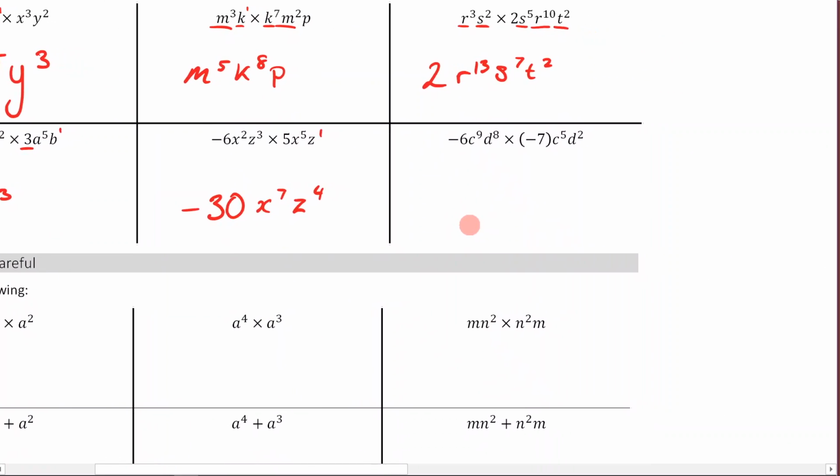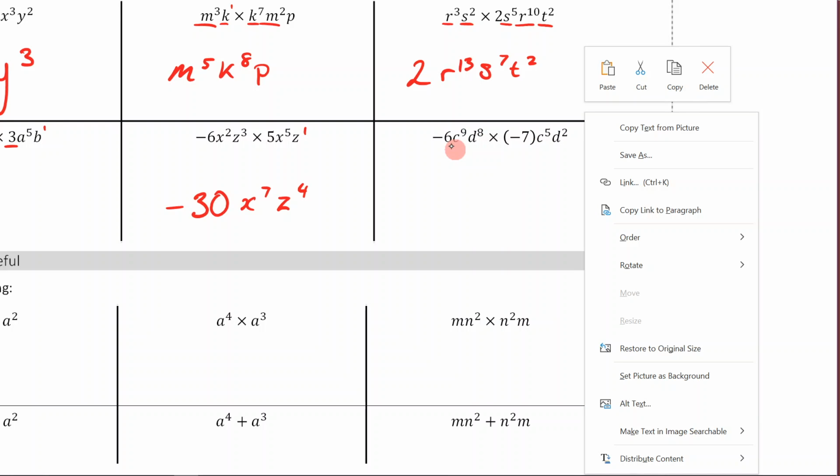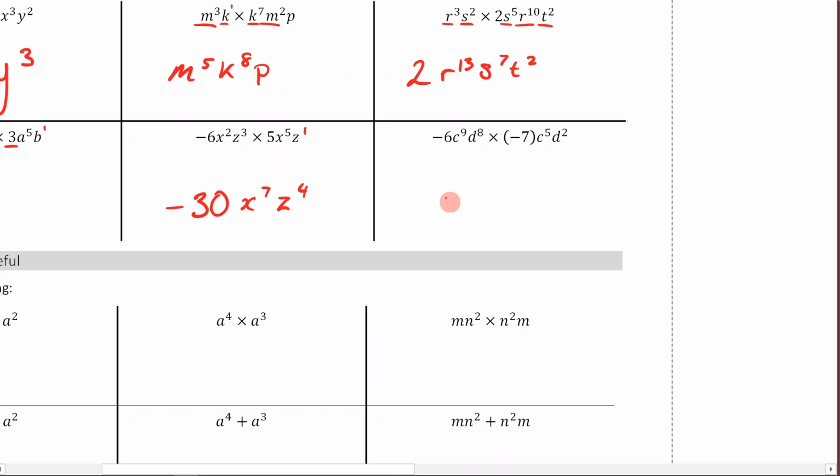We now move over here. As you can see, I have 2 terms that are both negative here, negative 6 and negative 7. 6 times 7 is 42. And because they're both negative, my answer is positive. So when I multiply 2 negatives together, I get a positive out. And then I'm going to go, I have c to the 9, c to the 5. 9 plus 5 is going to be 14. Then I have d to the 8, d squared. 8 plus 2 is 10. And that's my answer. Perfect.